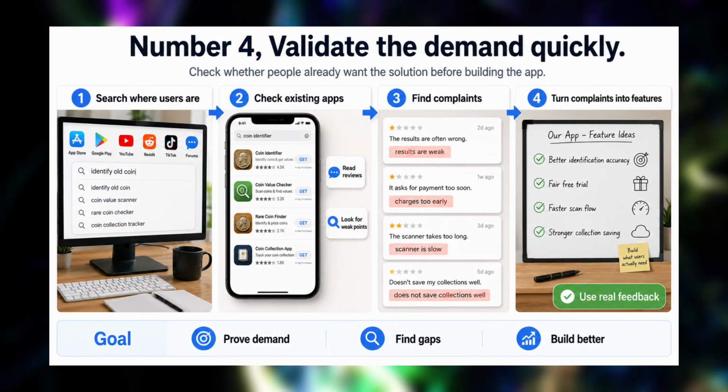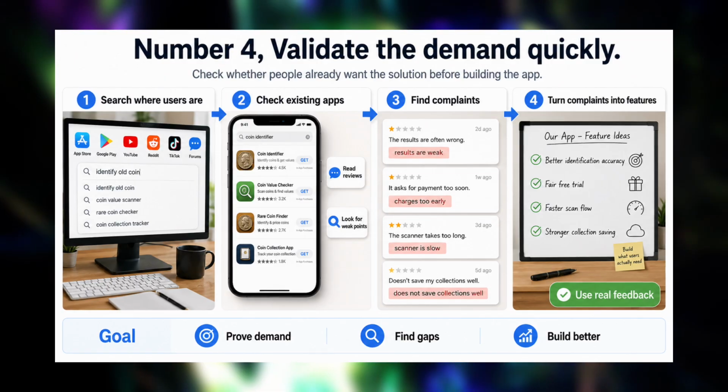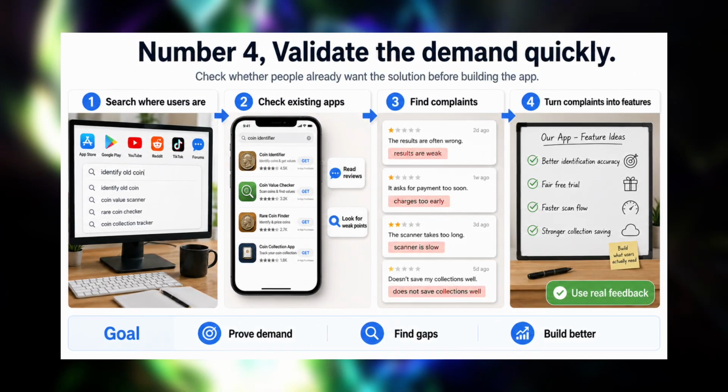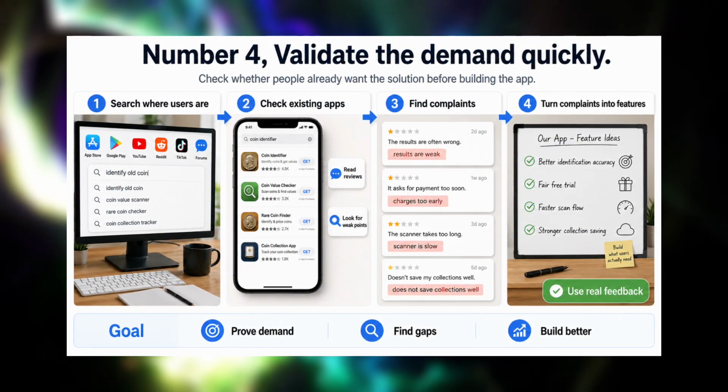People will tell you exactly what they hate. Maybe the app gives weak results. Maybe it charges too early. Maybe the scanner is slow. Maybe it does not save collections properly. These complaints become your feature list.